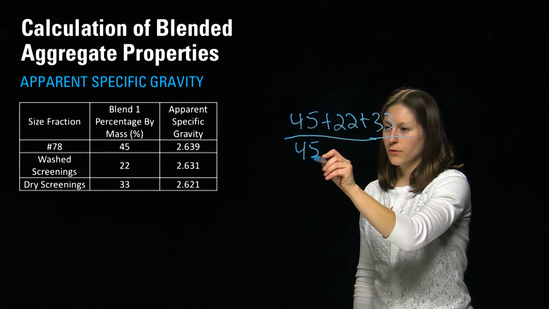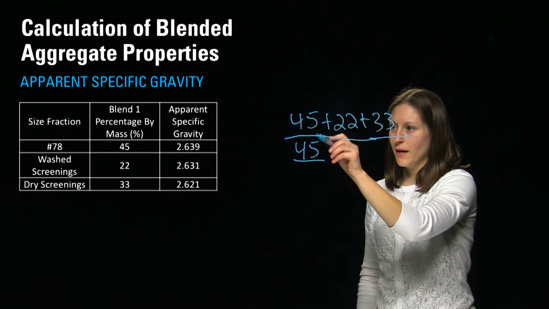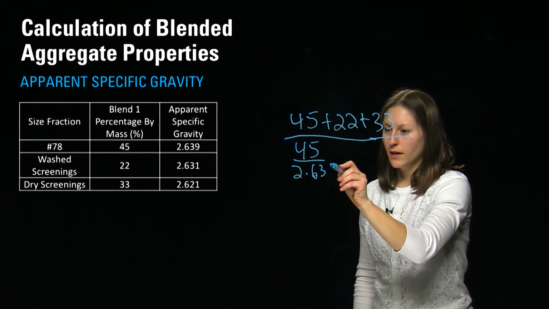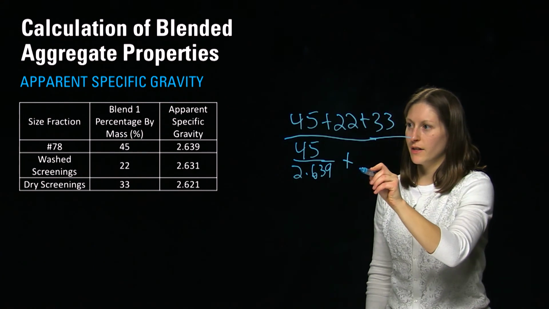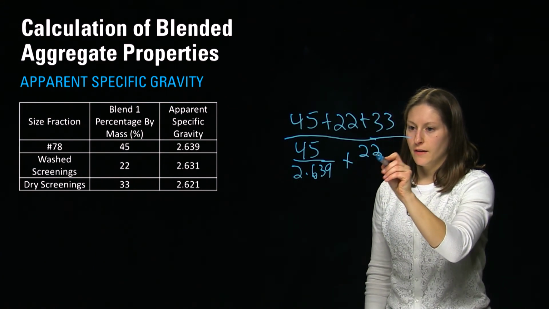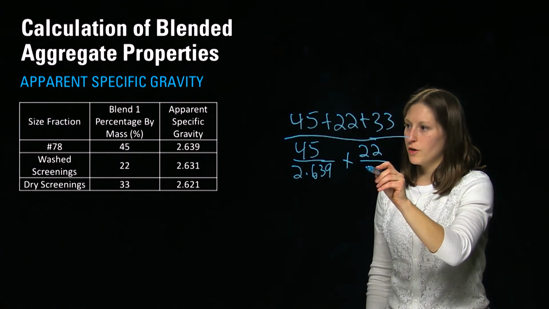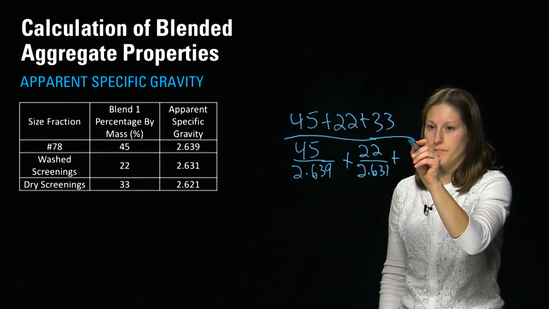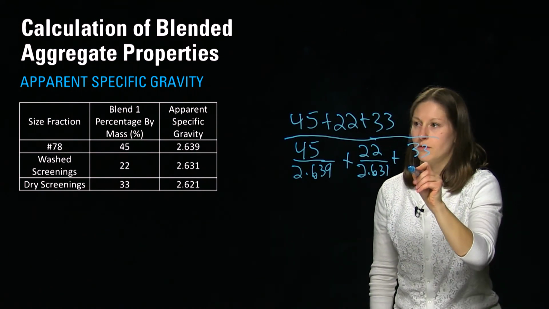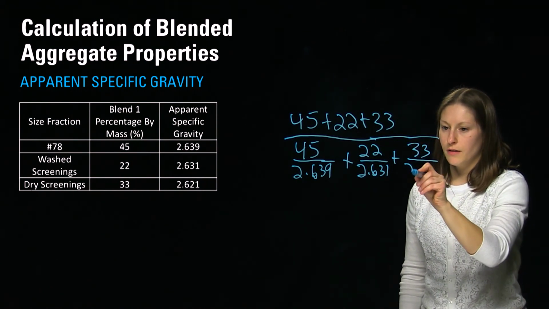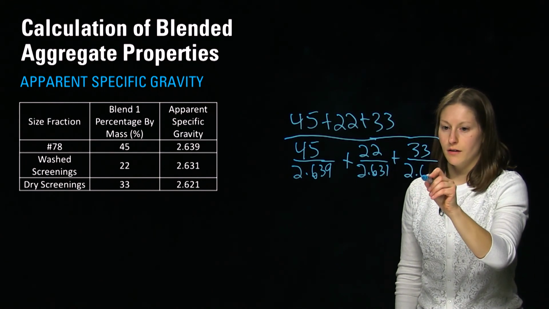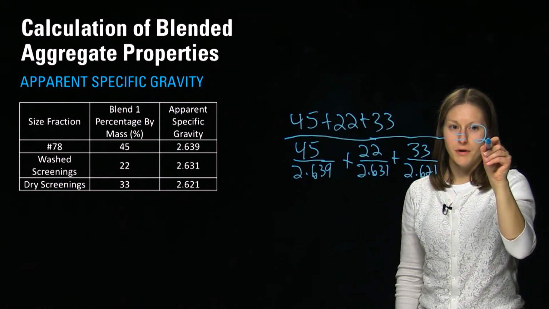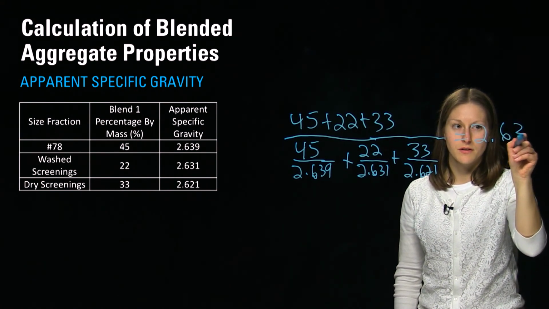So we see that for our first aggregate source, we take the mass fraction, 45%, and divide by 2.639, the apparent specific gravity of the number 78. And then we take 22%, the amount of wash screenings we're using, and divide by 2.631, its specific gravity. And then we take 33%, which corresponds to our dry screenings, and divide by its specific gravity of 2.621. This gives us a blended apparent specific gravity of 2.631.